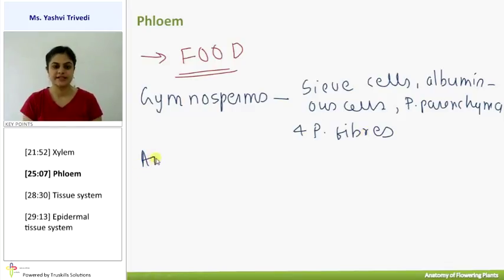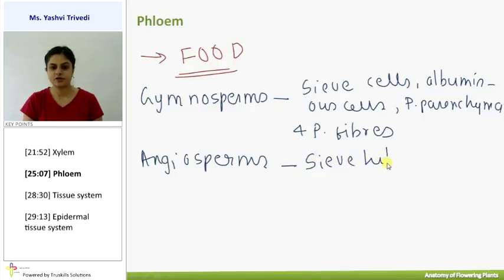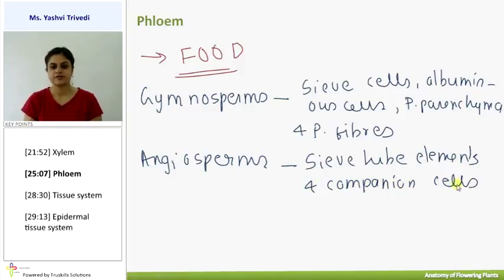But in case of angiosperms, in spite of sieve cells and albuminous cells, they have sieve tube elements and companion cells. The rest two are the same. That is, angiosperms will be having sieve tube elements, companion cells, phloem parenchyma and phloem fibers. And again in this, the main elements for the transportation of food would be sieve tube elements and companion cells.